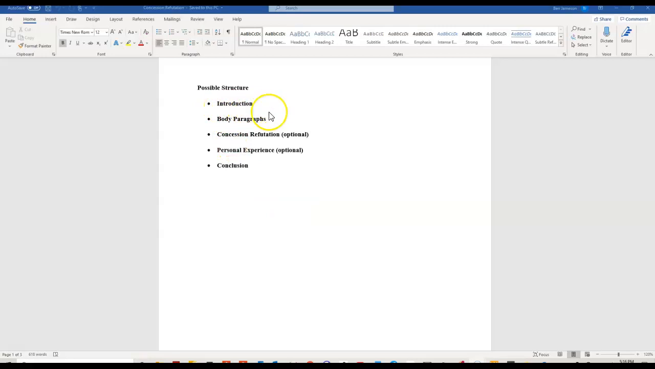You can start with an introduction, do all your body paragraphs, and then I would do the concession refutation if you want to. Of course, it's optional. And then the personal experience if you want to. Of course, it's optional. And then the conclusion, right? So maybe you want to do the concession refutation and just move on to the conclusion if you're not interested in the personal experience. Maybe you do both. Maybe you just do the personal experience without the concession refutation, or maybe you do neither, just do the intro, the body, and the conclusion.